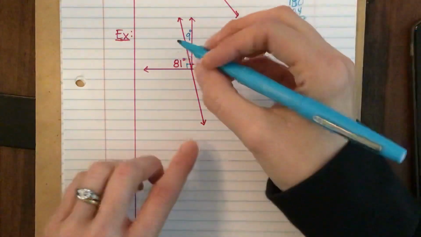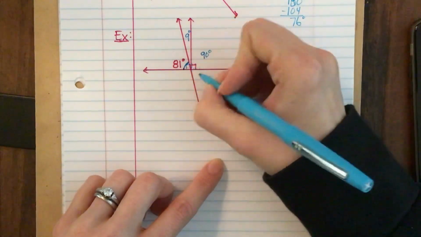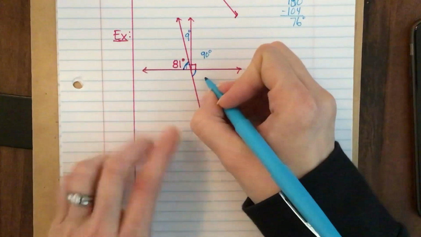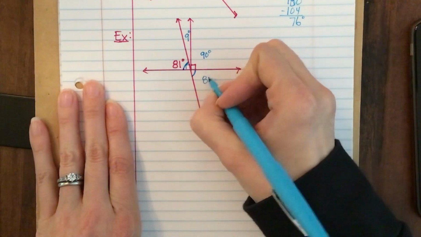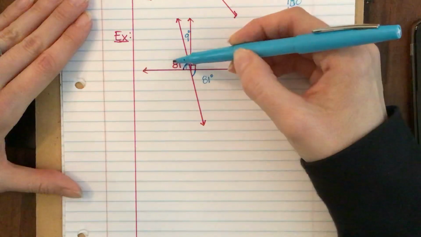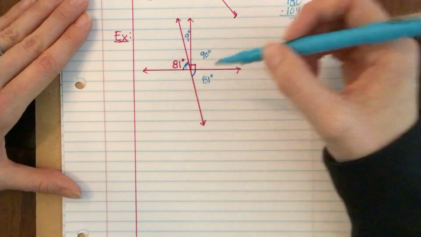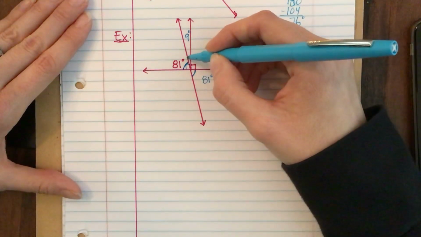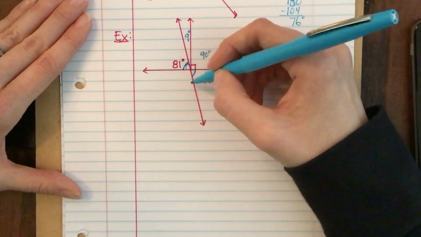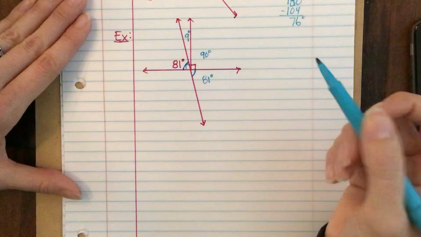Now, vertical angles. This angle is a vertical angle to this angle, which means that they are congruent. They have the same measure. Okay. Now you can do one of two things. You can see that this angle and this angle are supplementary to each other. They add up to 180 degrees. You can also see that this angle, 9 and 90, together are vertical angles to this angle. So either way you solve it, you're going to get the same angle measure.